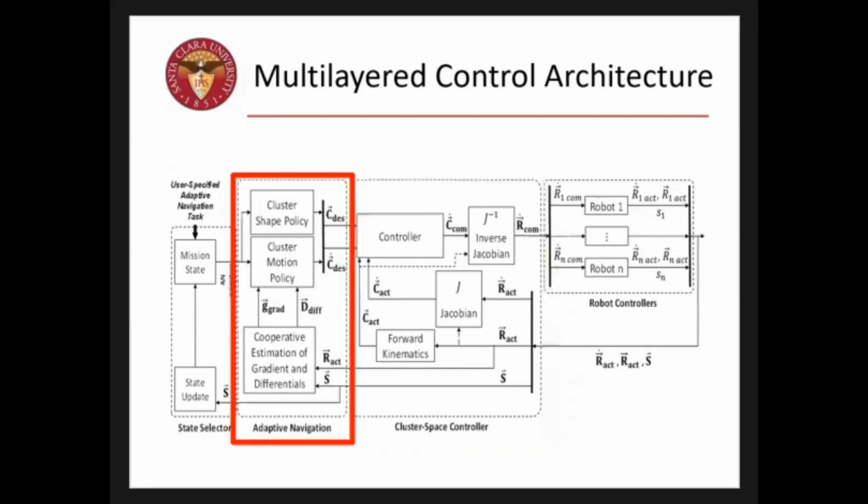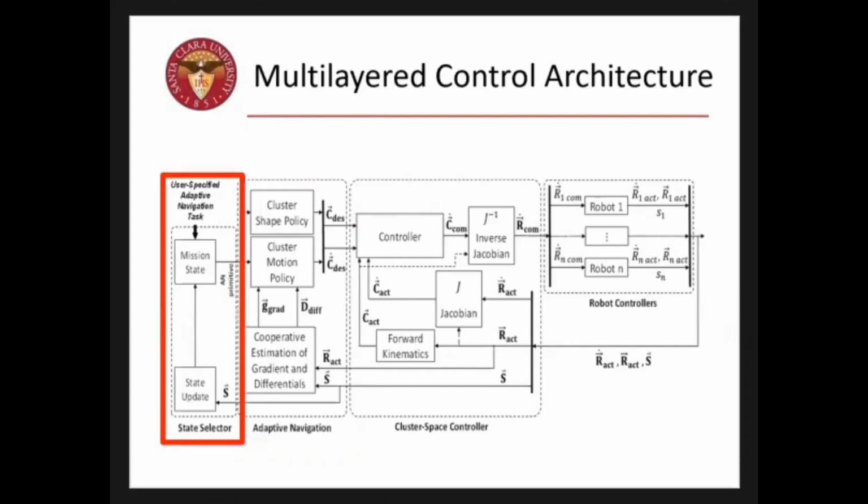Another level higher is the adaptive navigation layer, which uses robot state information and scalar measurements to generate desired formation level movements, which are the cluster space velocities, in order to move toward or along a feature of interest. We've developed a variety of adaptive navigation primitives, such as gradient climbing. The highest level is the state selector layer, which cycles through the appropriate adaptive navigation primitives based on sensed scalar field values in order to perform the user-specified task.